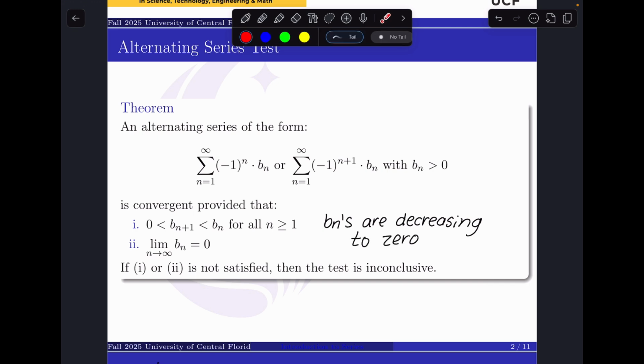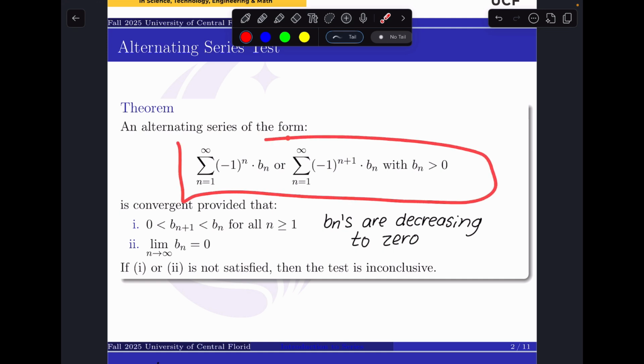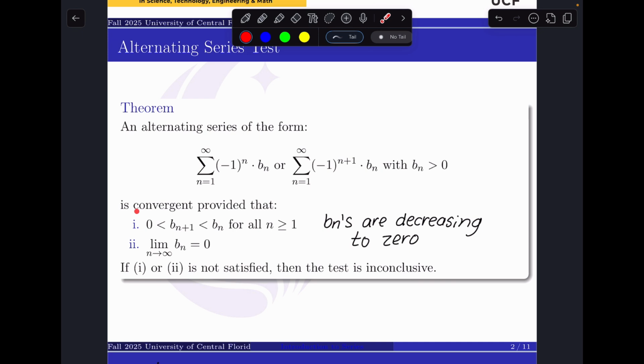So if we have an alternating series, and conditions 1 and 2 are true, then we can conclude that the alternating series is convergent. If 1 or 2 are not true, we're not going to conclude that the alternating series is divergent. It still might be convergent or divergent. We're just going to say that the alternating series test is inconclusive in that case.